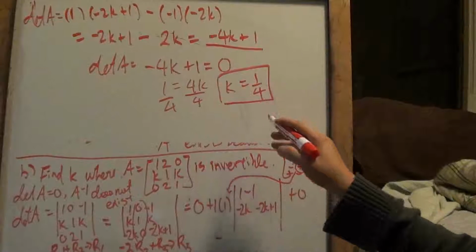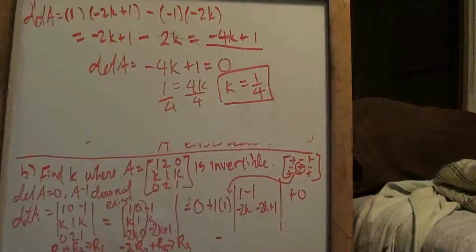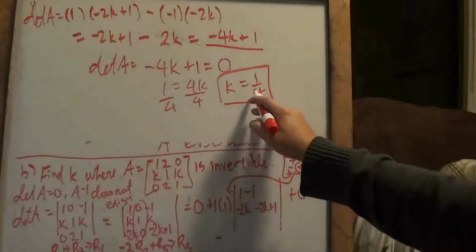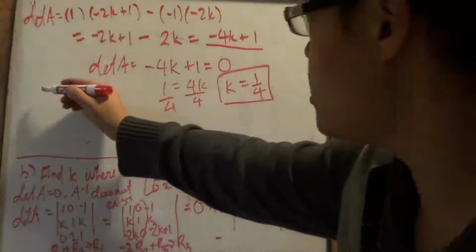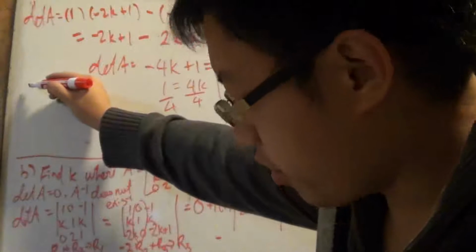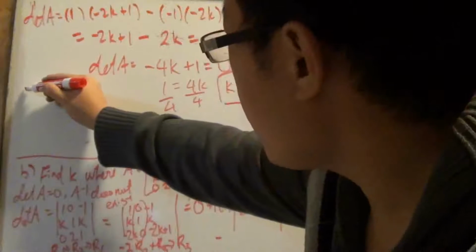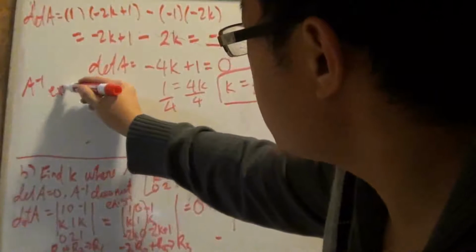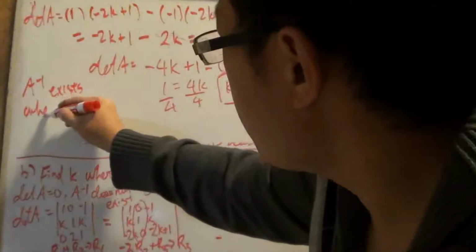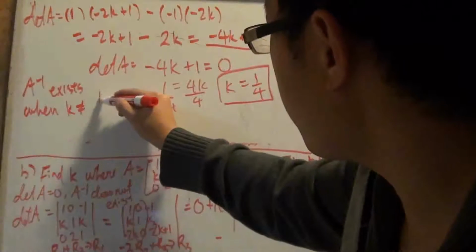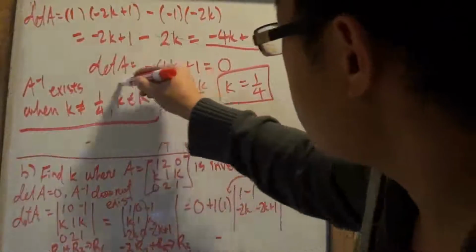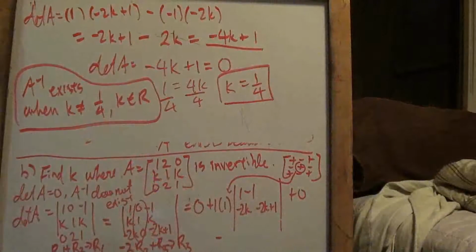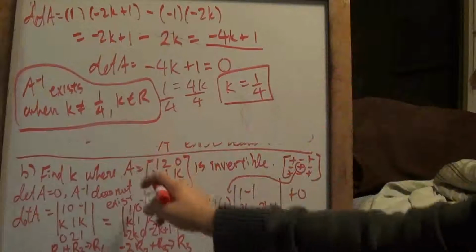So, you know, that's what I have. Now, that's not my answer though, right? Because the question says find all possible k's where the matrix will be invertible. This tells me that it's not invertible if k is 1 over 4, because my determinant is going to be zero, right? So in my answer, I should say A exists when k does not equal 1 over 4, and k equals all real numbers.